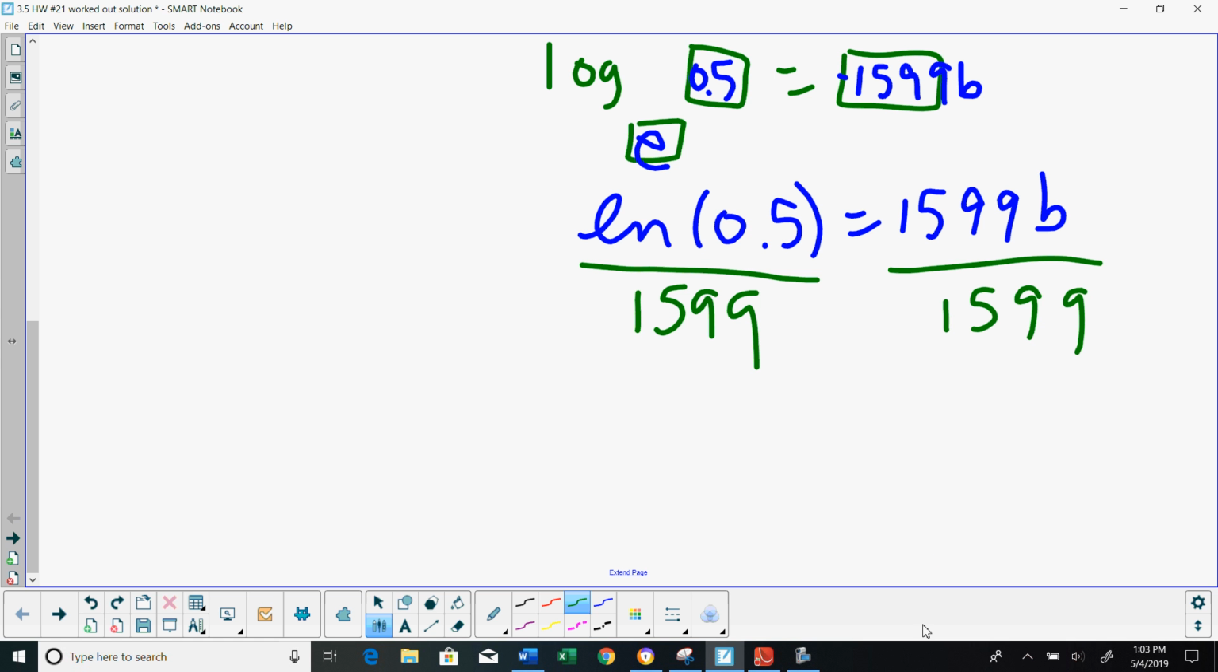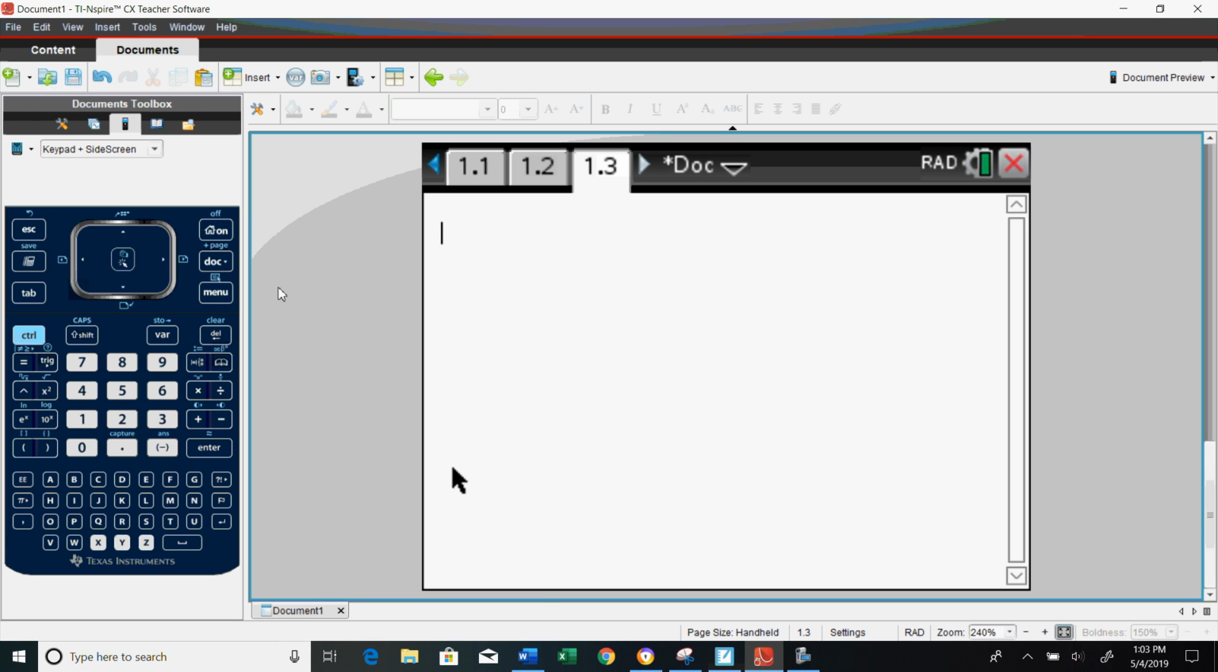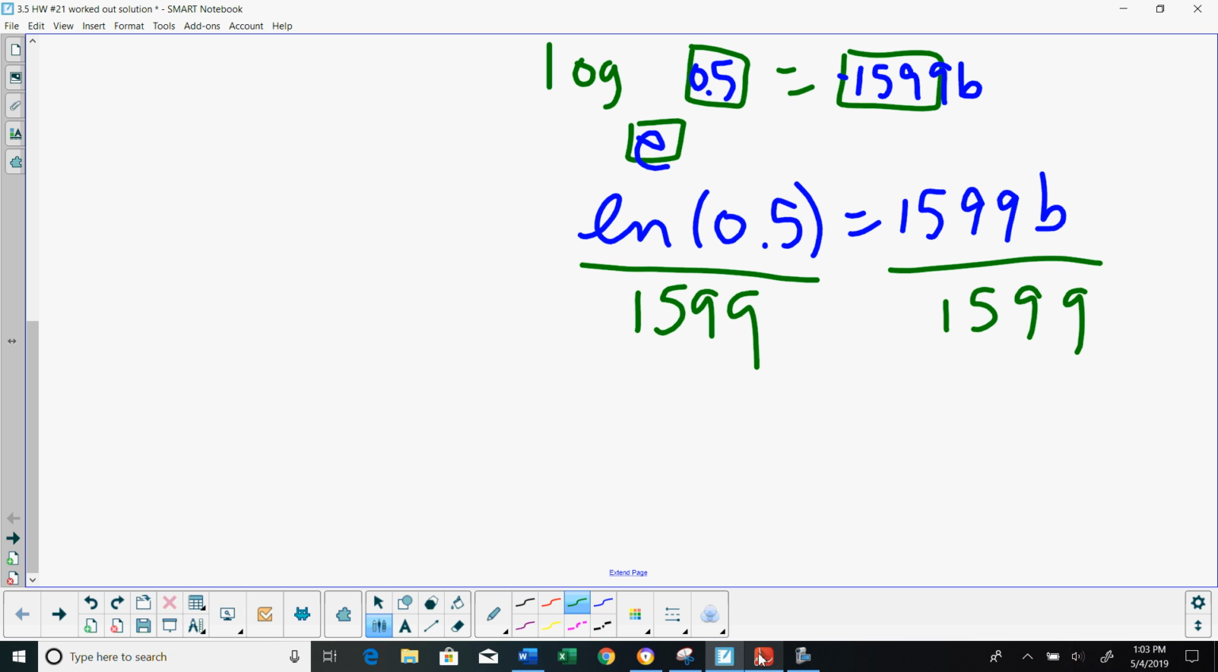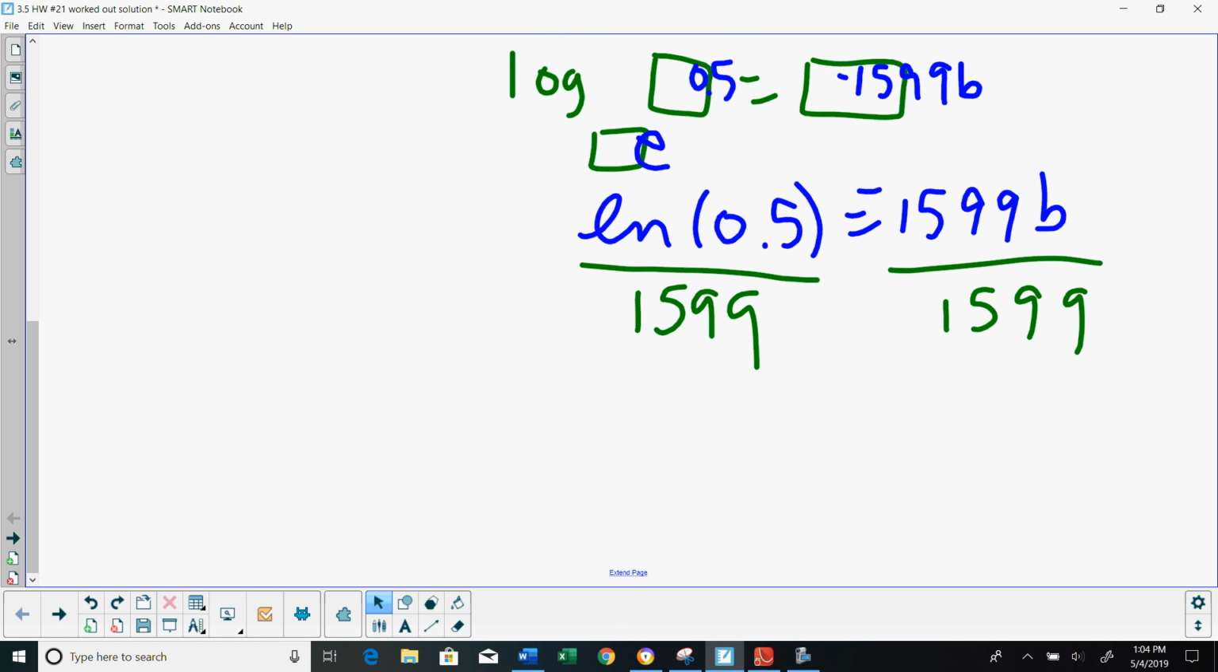I'm grabbing my calculator to do this. Hold up for a second. One thing I forgot. Maybe you're wondering, wasn't there supposed to be a negative? There was. I could barely see it with my little box there, but that was supposed to be a negative. So I really need to divide both sides by negative 1,599. Don't go crazy with that negative.